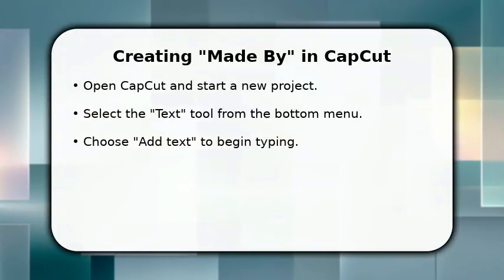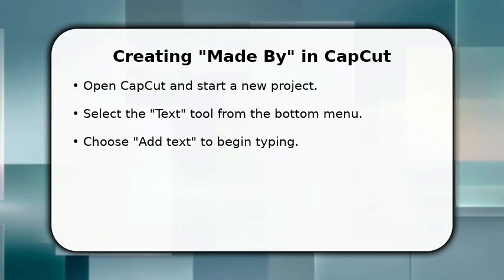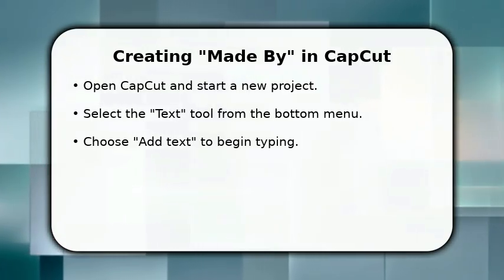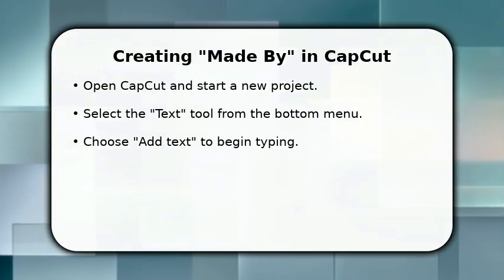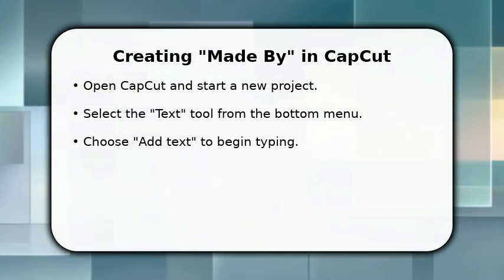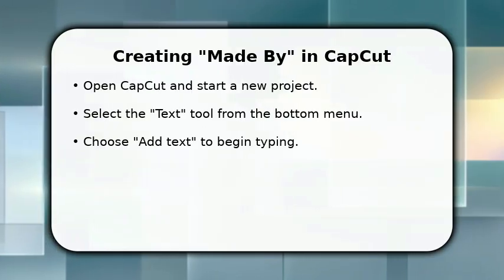In this video, I will show you how to make Made By in CapCut. First, open the CapCut application on your device and tap to start a new project. Once your project is open, navigate to the bottom menu and select the Text tool.